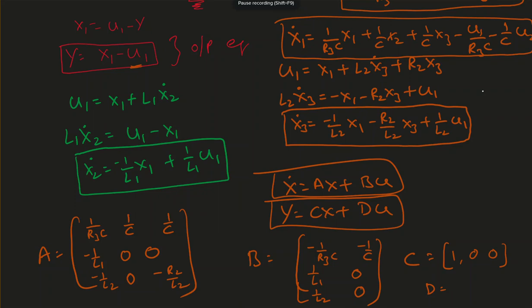Looks like I made a mistake here. If you look at this X1 equation, U1 minus Y, right? So this must be minus X1 plus U1. My apology. So this must be minus 1. So for U1 you have 1, there is no U2, that's going to be 0. That's the D matrix. I'll stop it here. Ask me if you have any questions. Thank you.